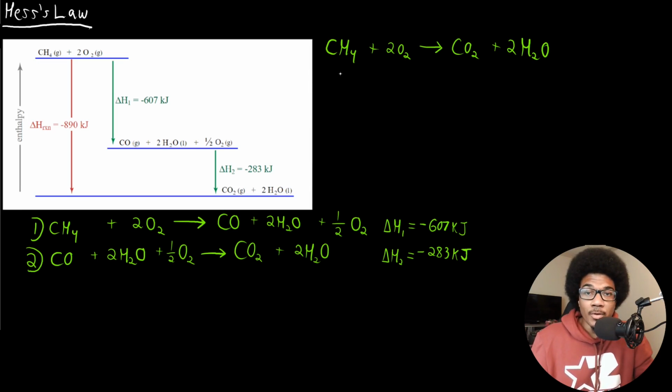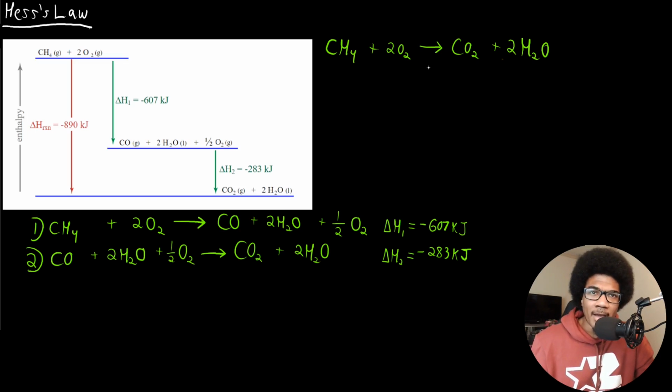So to illustrate this, let's look at an example. That example I want to look at is the combustion of methane, right? So we have CH4 reacting with O2 to produce carbon dioxide and water. The enthalpy associated with this reaction is negative 890 kilojoules, if this combustion happens directly.